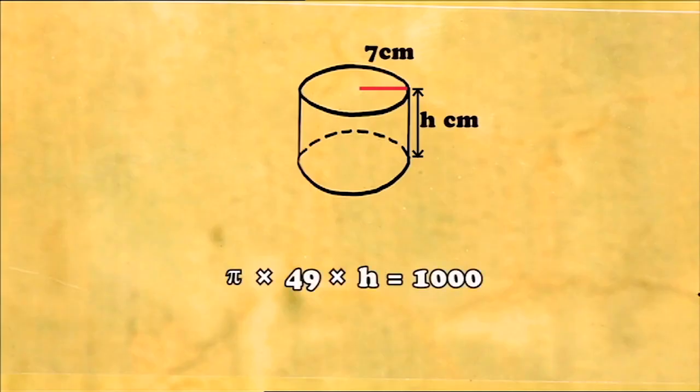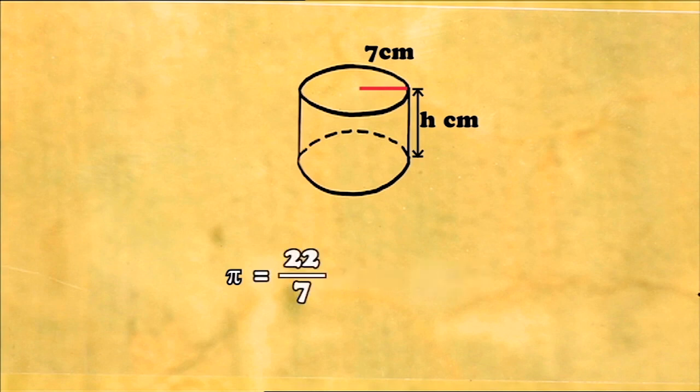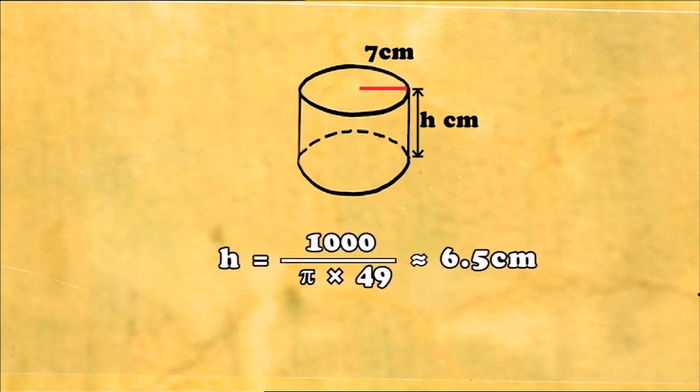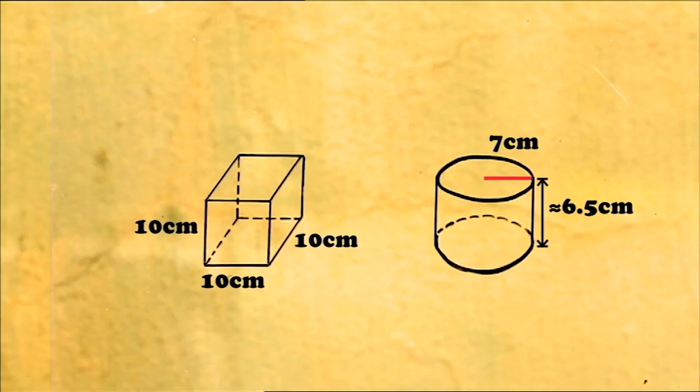Therefore, pi times 49 times h equals 1000. Using pi equals 22/7, the height of the ice lolly is about 6.5 centimeters after solving for h. Furthermore, we find that the surface area is reduced when the cube becomes the ice lolly.